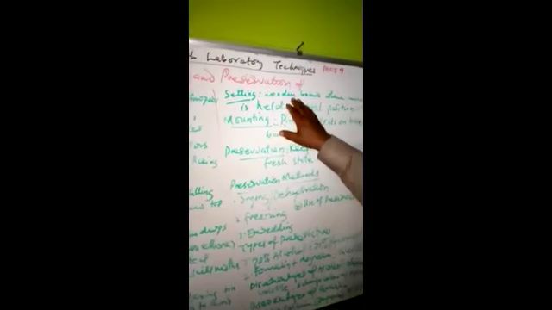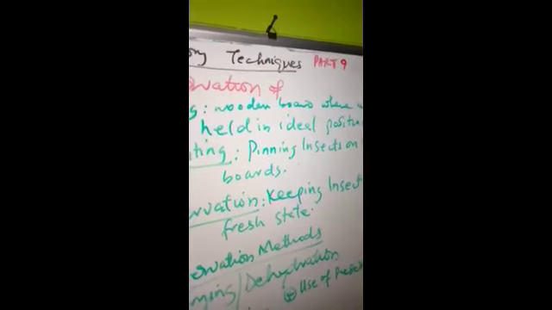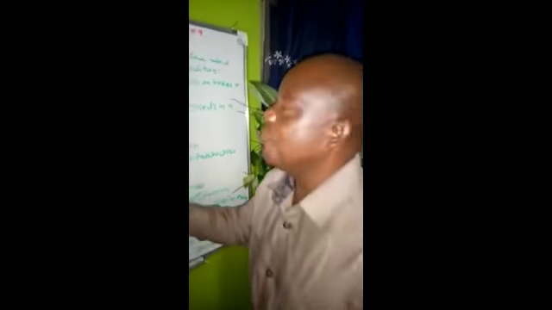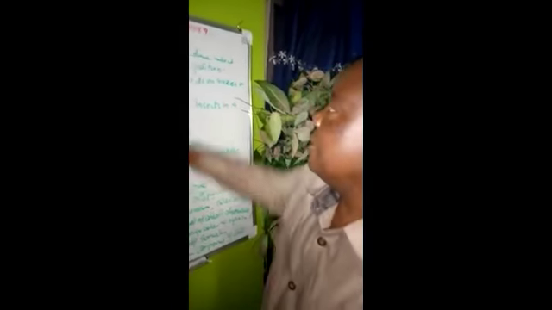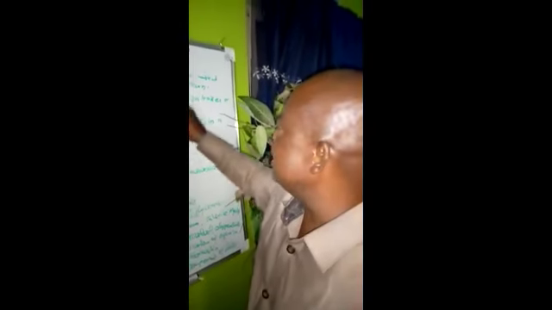You set the insect on a wooden board where the insect is held in its ideal position. So if you want to set this, you place it on a board where it stays the way you want it to stay. If you want the wings to be spread, you spread the wings the way you want them to be, so that they will remain like that until the time you want to use them for an experiment. Mounting: that board where you spread the insect, you use pins to hold them on the board so that they stay in that ideal position you want them to stay.